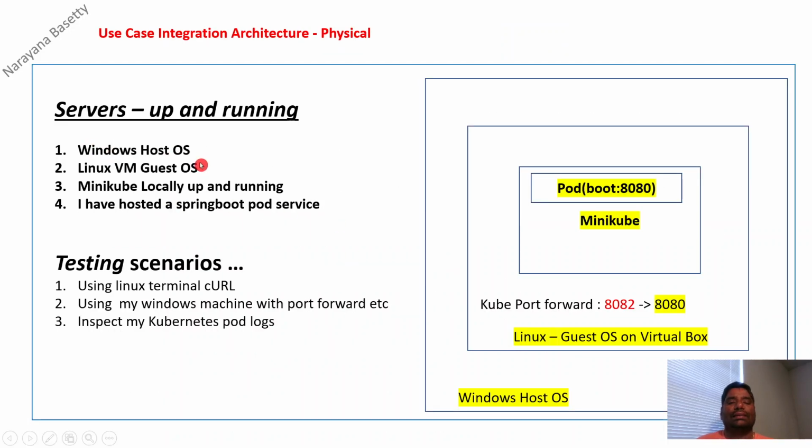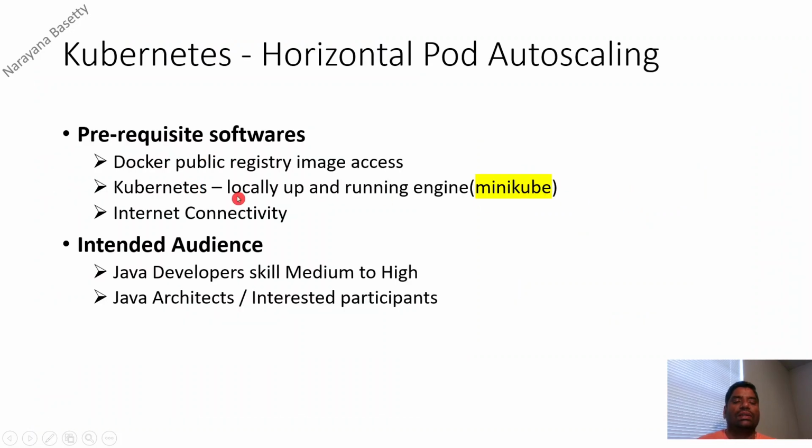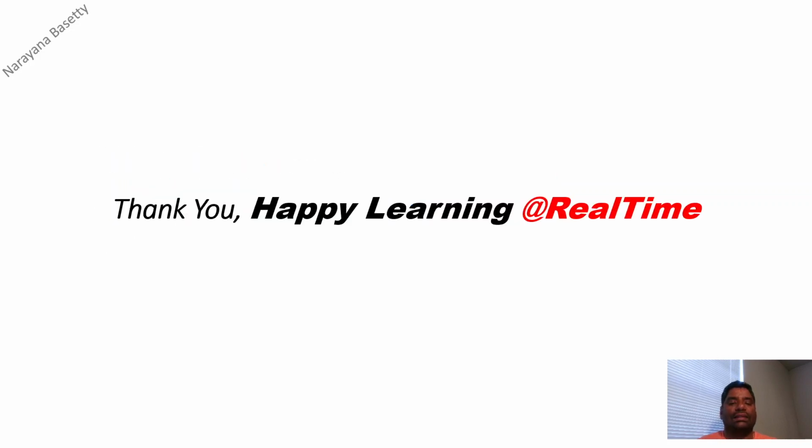So in my exercise, I am going to demonstrate. I'm running a Windows machine with VirtualBox running a Linux operating system. Inside the Linux operating system, I am running a Minikube engine where I'm going to host a Spring Boot based application, which is running on port 8080. These are the prerequisites to test this. The intended audience is experienced developers, or whoever would like to host applications onto the Kubernetes engine. These are the reference links. Let's jump into the real hands-on session.